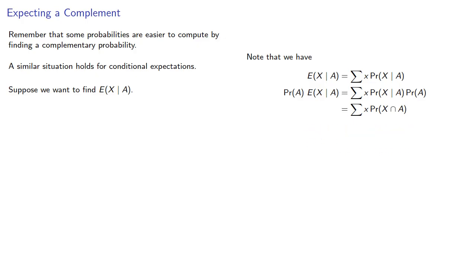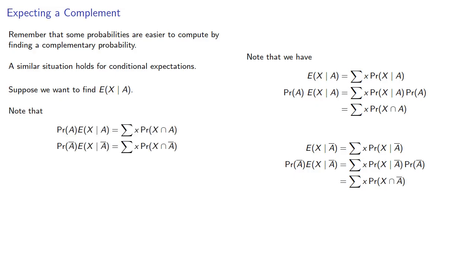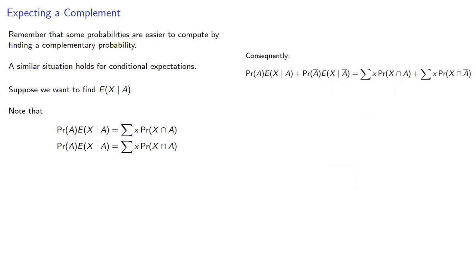And similarly, the expected value of x given the complement of A, again, that's the payoff times the probability. If we multiply by the probability of the complement, again, that gives us the probability of x and the complement of A. Consequently, if we add the two probabilities together, the payoff can be factored out, and this sum is the probability of x itself, which gives us the expected value of x.